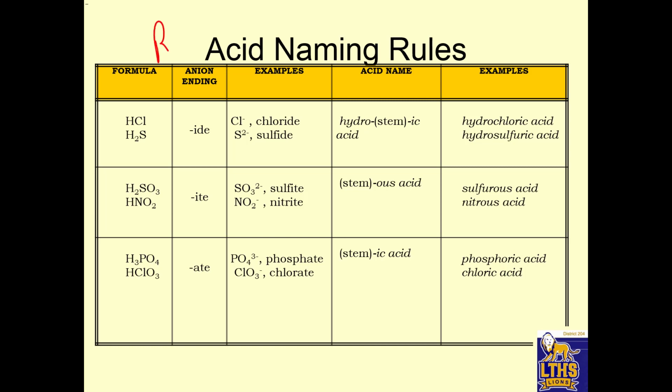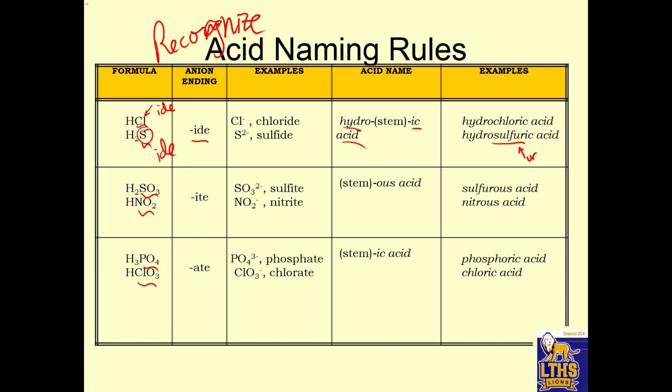Once you recognize an acid, then to write its name, you find out what the second part of the acid is, the anion. Okay. If the anion ends in IDE, like chloride, then you have to put hydro in front of the name, and ic acid at the end. So HCl, that ends in IDE, chloride. So I have to call it hydrochloric acid. H2S. This part ends in IDE, so I have to call it hydrosulfuric acid.